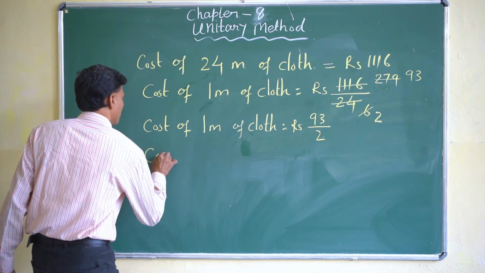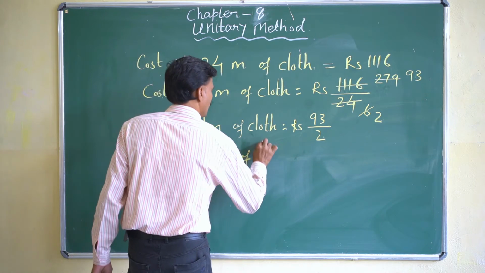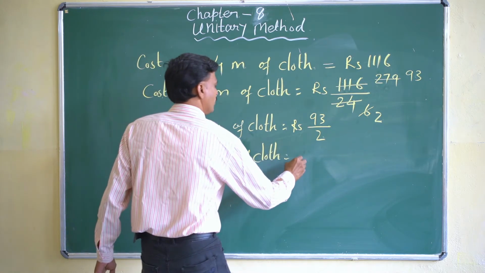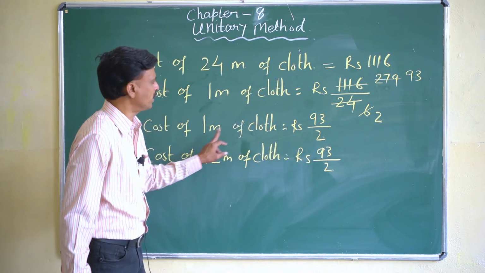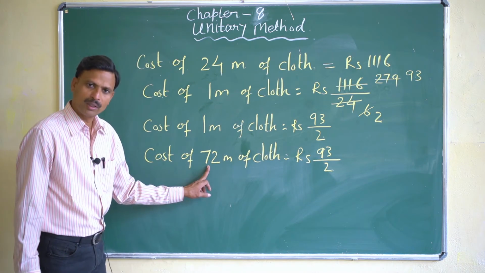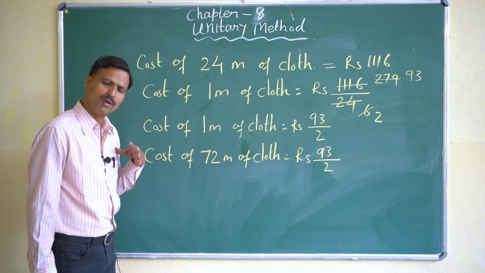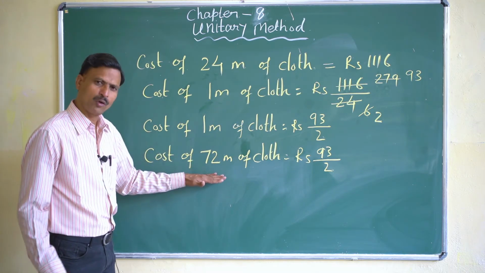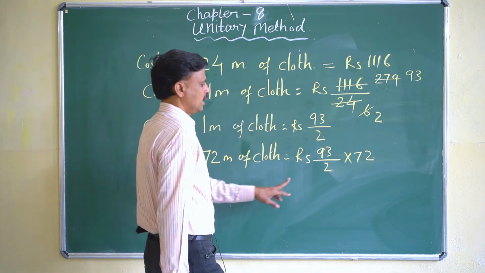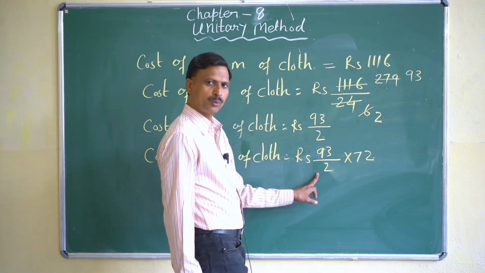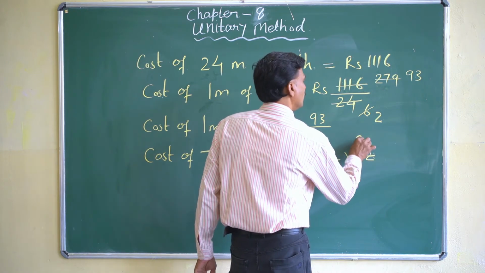It is coming rupees 93 upon 2, and we have to find out the cost of 72 meters of cloth. So what will it come? Now tell me. This is the cost of what? 1 meter of cloth. Now we are finding what? 72 meters of cloth. Okay, so 1 meter is given, 72 we are finding, so it will be multiplied, because now we are finding for more. So this will be multiplied by 72, right? Then 72 will be cancelled by 2, right? Now how many times? 1, and here 7, that is 3 times.